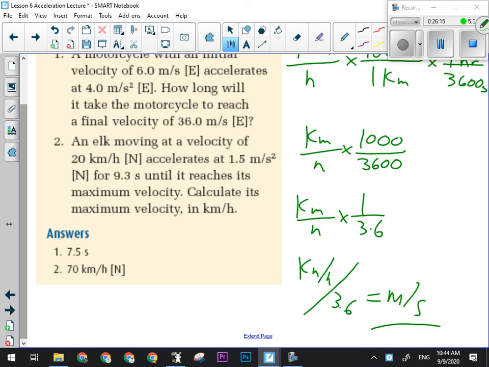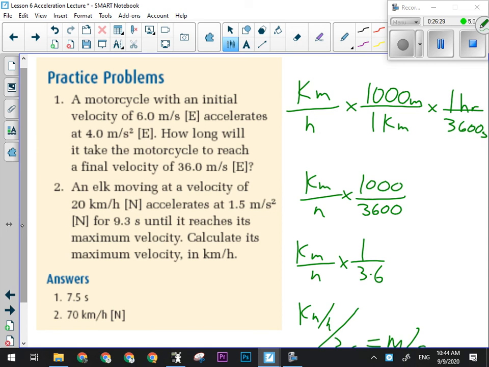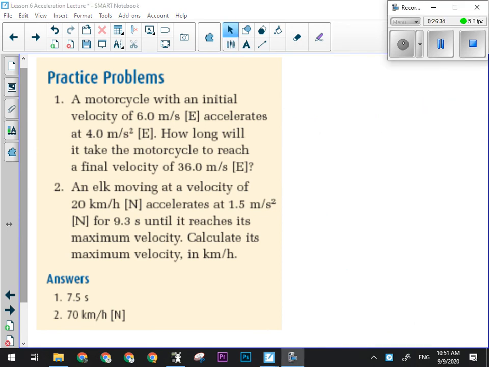Okay, so keep that in mind for number 2. You're going to want to convert your kilometers per hour here to meters per second, and then you're going to have to convert it back to kilometers per hour for your answer. Okay, so the answers are right here. You can check them as you go. I'll give you a few minutes to try those 2, and then we'll walk through them together. Okay, so for number 1, we got this motorcycle has an initial velocity, so they give us VI, of 6 meters per second east.